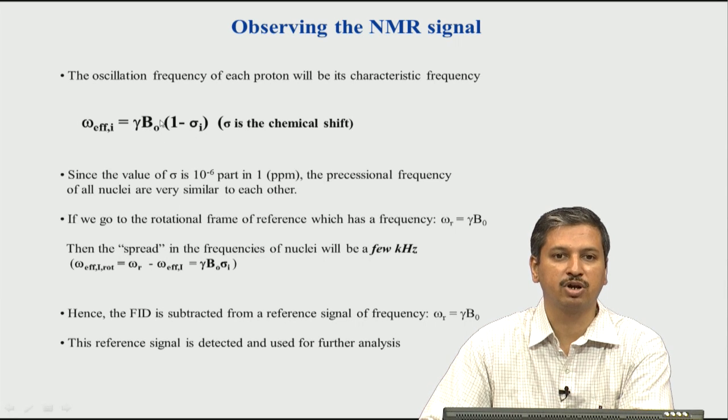So you choose a particular frequency as the reference frequency, let us say omega B0, gamma B0, and that reference frequency is basically your rotating frame of reference frequency. In that frame of reference, different spins will have slightly different frequencies.